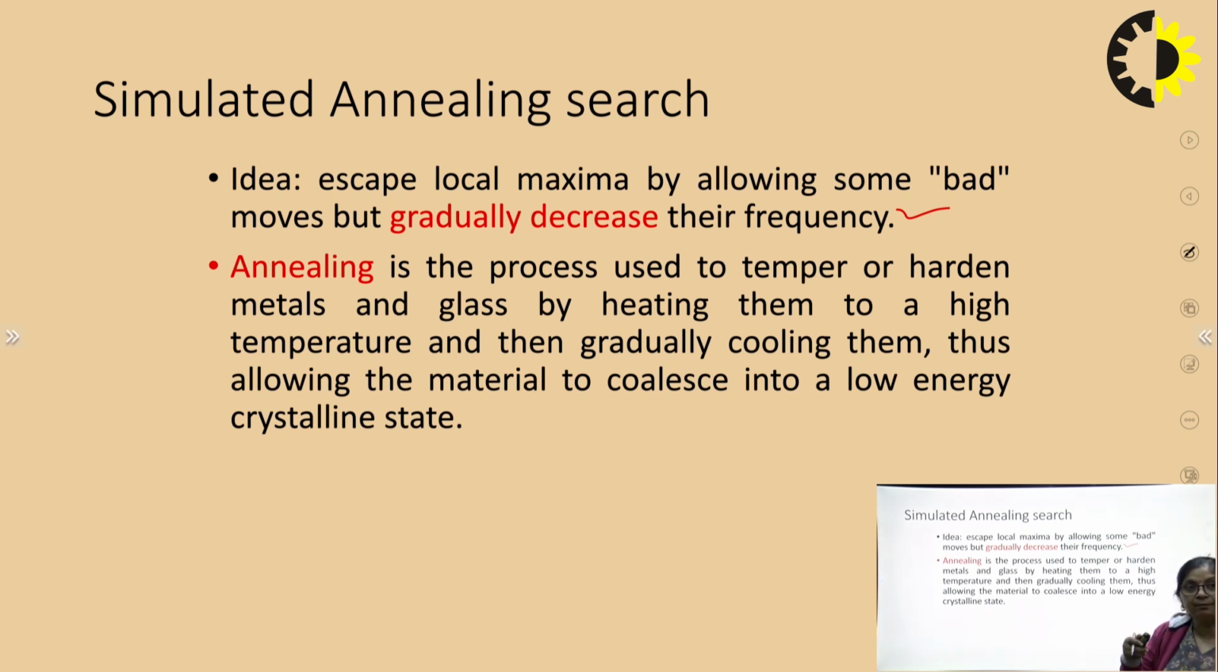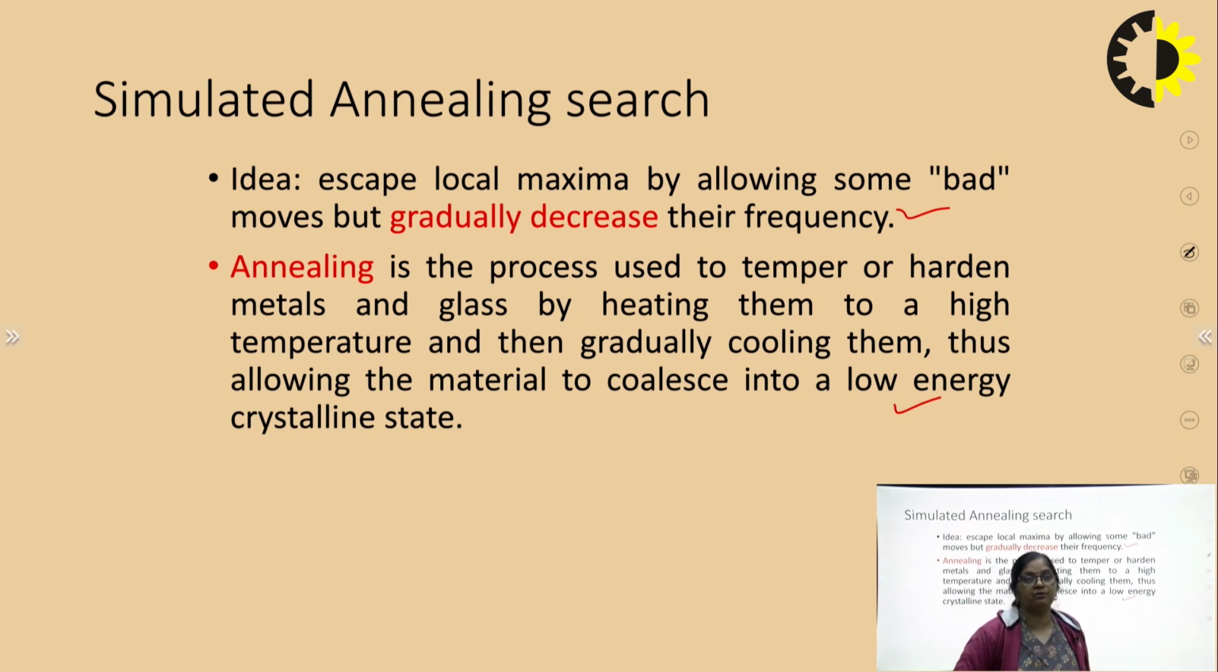How do we heat up and how do we cool it? That allows the change in properties, thus allowing the material to cool into a low energy crystalline structure. So the quality of the glass or metal depends on, after heating it to a high temperature, how it has been cooled down. Based on that cooling process, the metal properties will be different. Okay, so that is the annealing process.